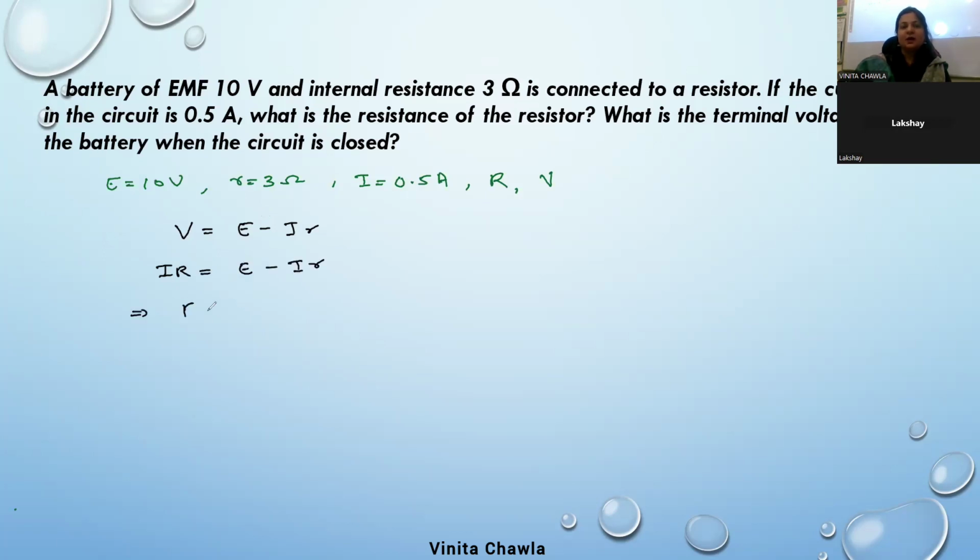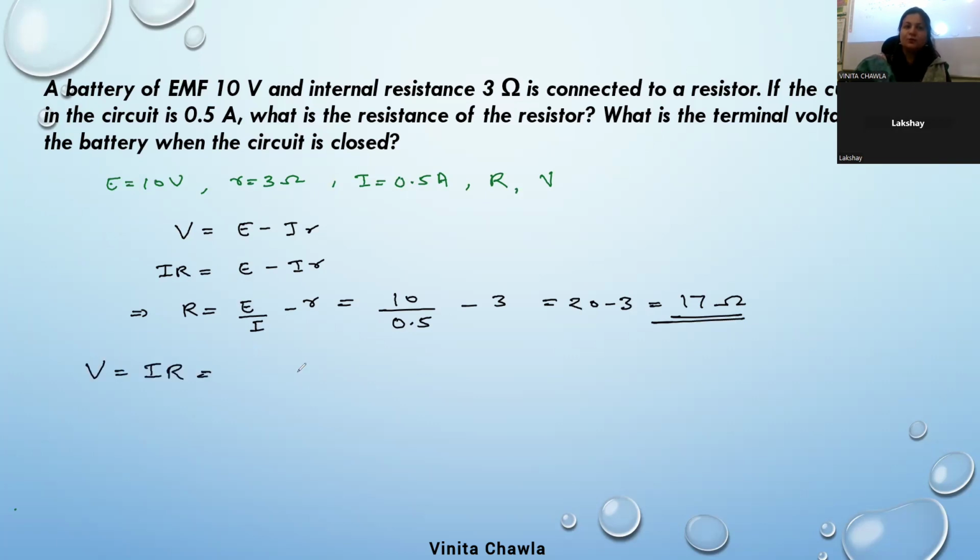IR is equal to E minus Ir. This implies R is equal to E upon I minus r. Now put the values here. E is 10, I is 0.5, small r is 3. We will get 20 minus 3, 17. Are you getting the same answer? Yes. Okay, and terminal potential difference is V, it's equal to IR. Put the values, I is 0.5, R is 17, it's 8.5 volt.